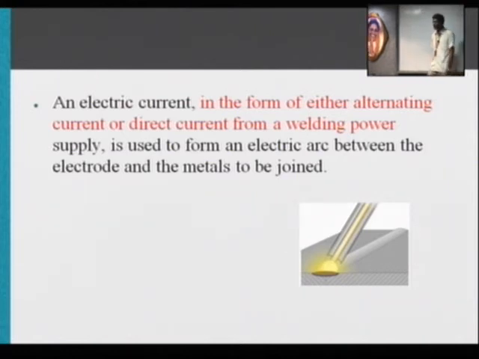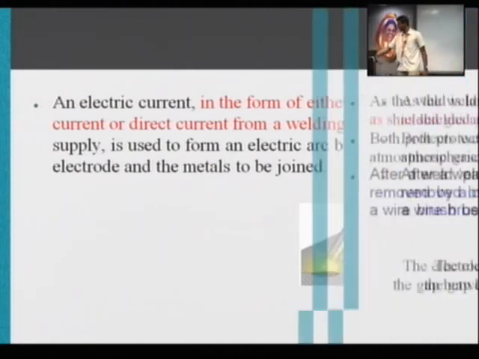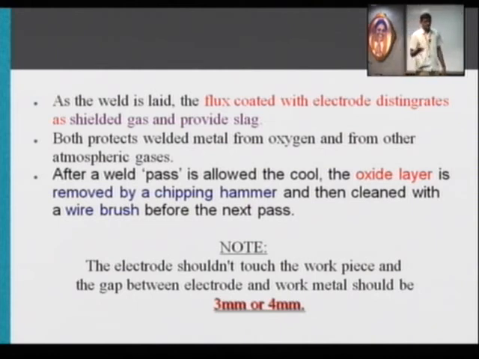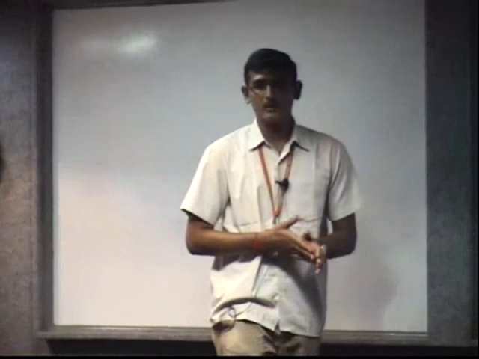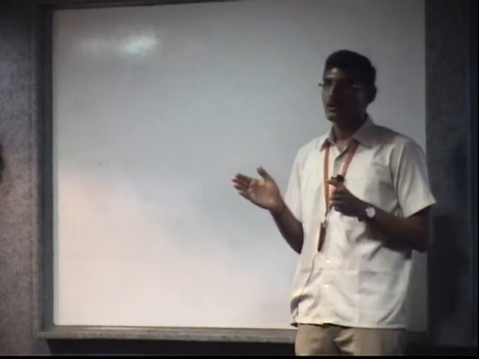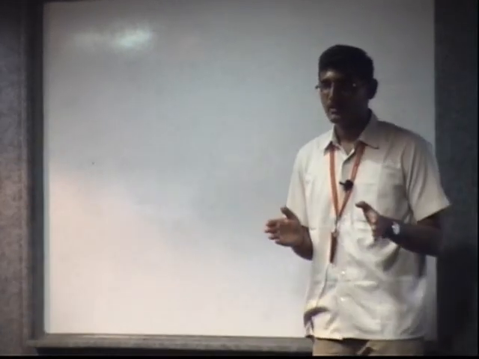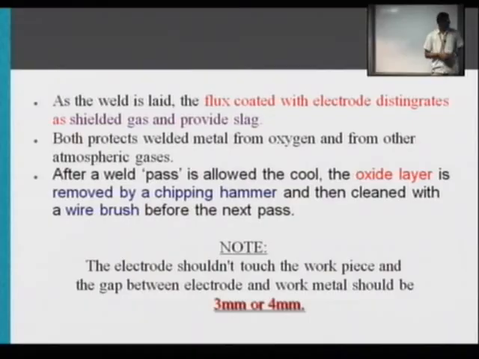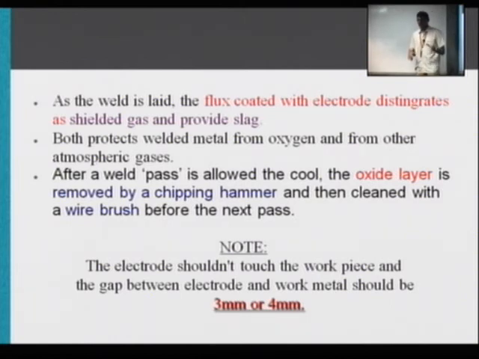So let me explain once again. As the flux is disengaged, it produces a shielding gas and provides some slag, and this slag protects the weld area from atmospheric gases and any other oxides, that is, from oxidation in simple phrase. After the process is completed, the slag forms on the surface of the workpiece, and this slag can be removed by your chipping hammer to expose the weld.